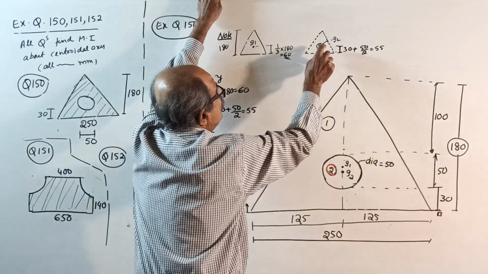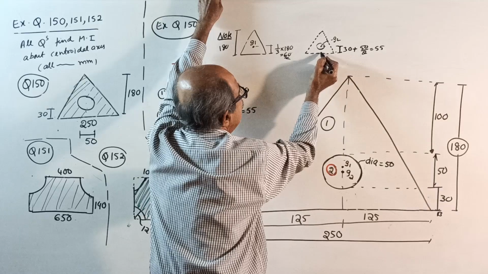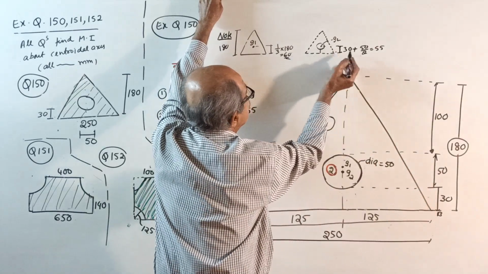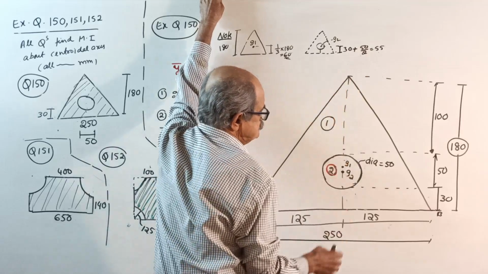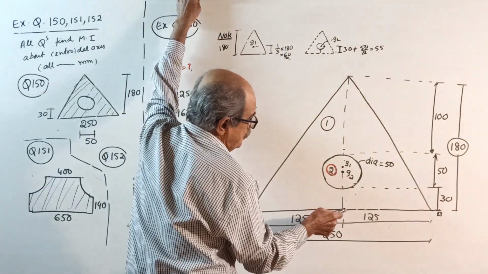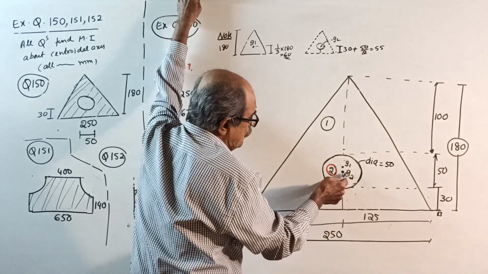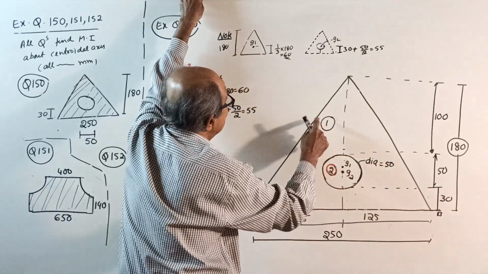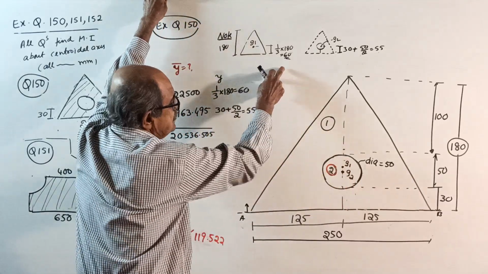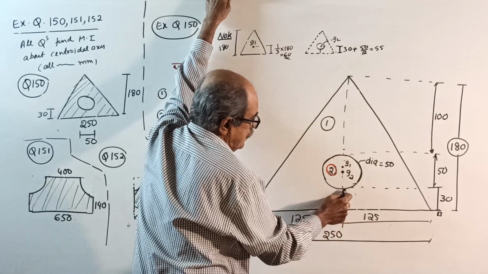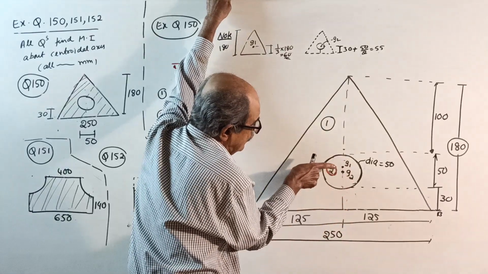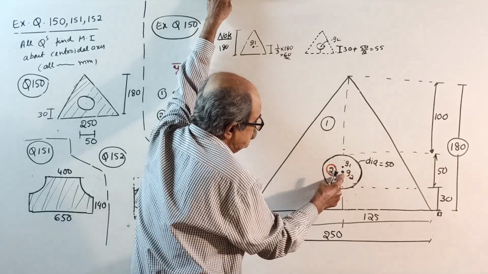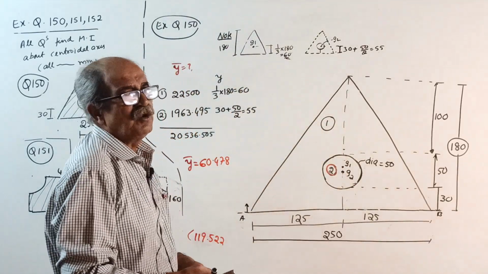And for the circular portion, from here they told how much distance? 30. 30 plus another 50 by 2 is 55. So from here to here is 30. From here to the center of the circle is 30 plus 25, that is 55. That is G2. And the centroid of the triangle is at 60, a little more. Here I wrote G1, the centroid of the triangle. G2, the centroid of the circle.